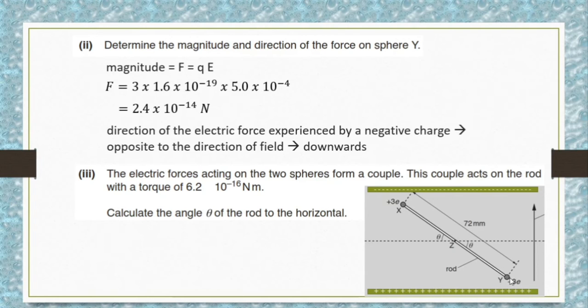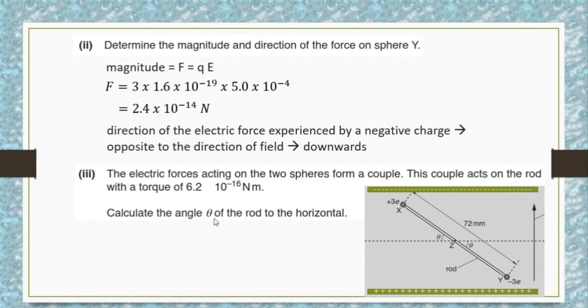So this charge will experience a force downwards because it is negatively charged. This charge will experience a force upwards, and those two forces will create torque on the rod. And we are given the torque of a couple.